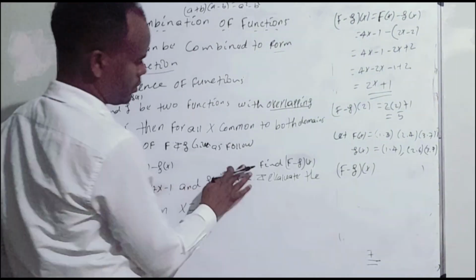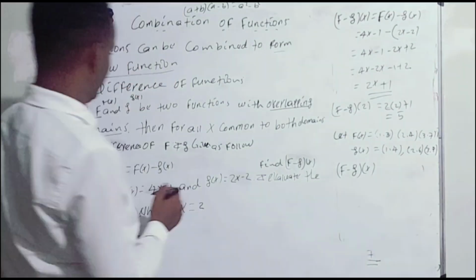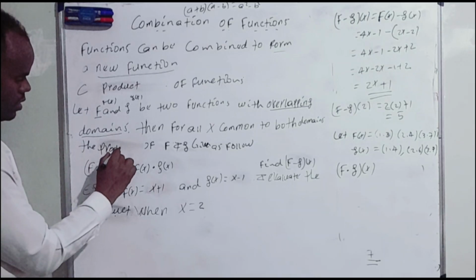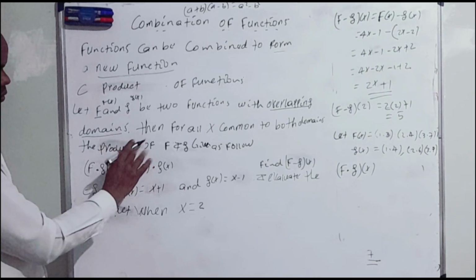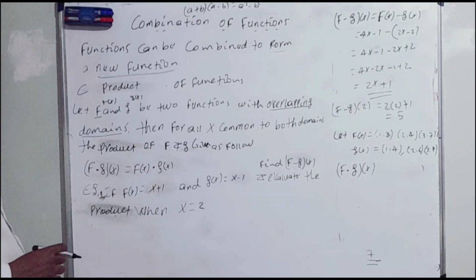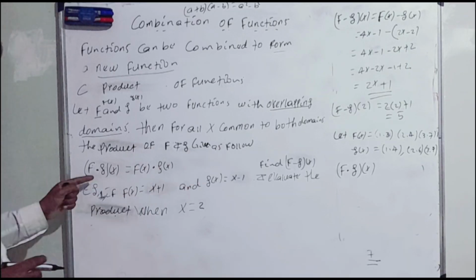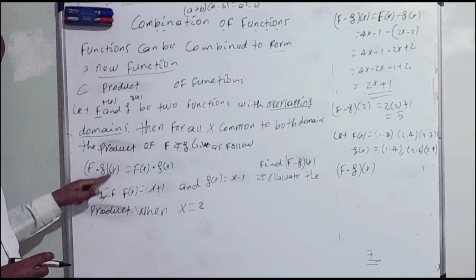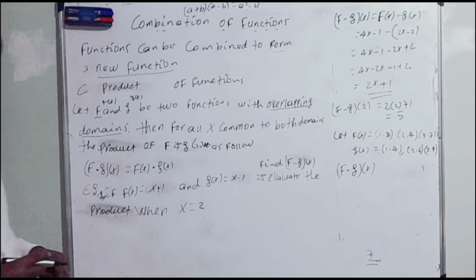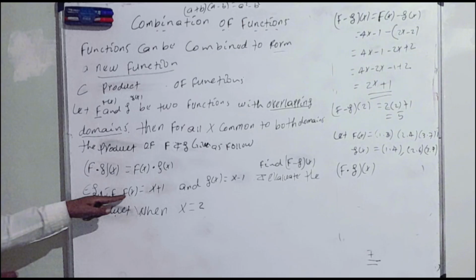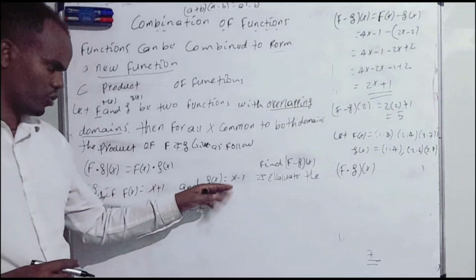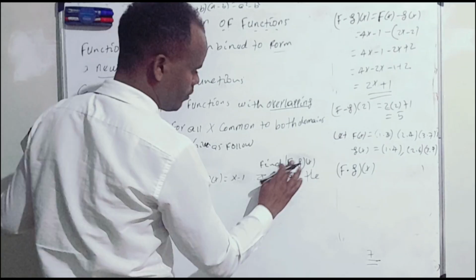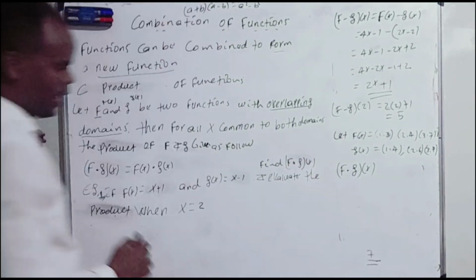Okay, this is what it is all about, the difference of functions. The product of f and g is given as (f × g)(x) = f(x) times g(x). For example, if f(x) equals x + 1 and g(x) equals x − 1, find f times g of x.